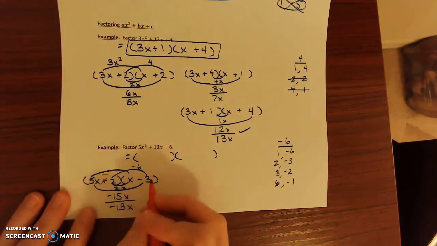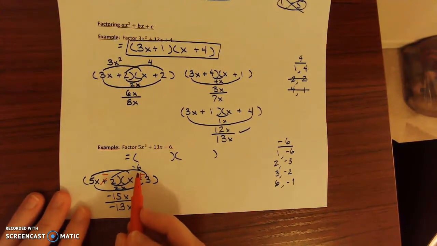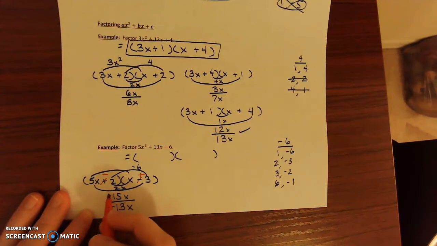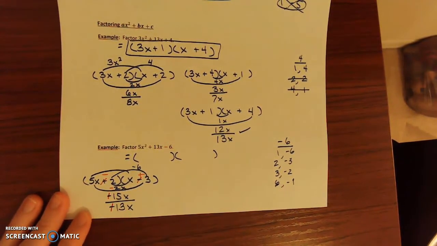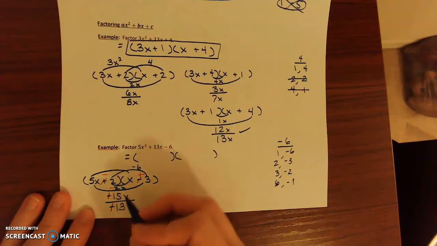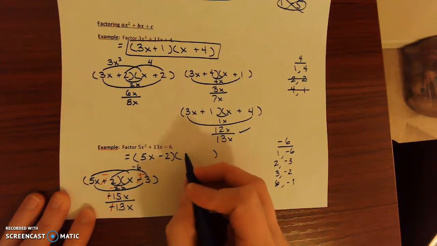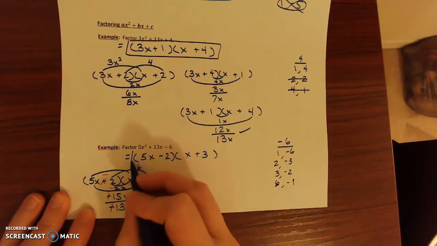So if I make this a minus and this a plus, they still have different signs, right? They'll still multiply to -6, that's no problem. But then our outer would be positive 15x. Our inner would be negative 2x. So we add those up, we get the positive 13x that we wanted. Okay, so whenever you get the opposite sign from what you were hoping for, keep all the digits where they are and change the signs. So that will give us 5x minus 2 times x plus 3 for our answer.